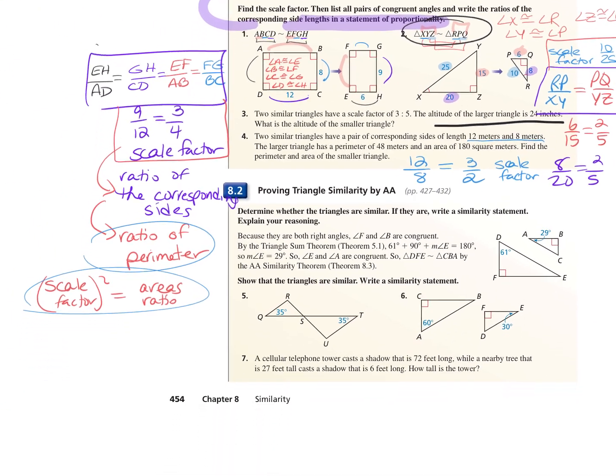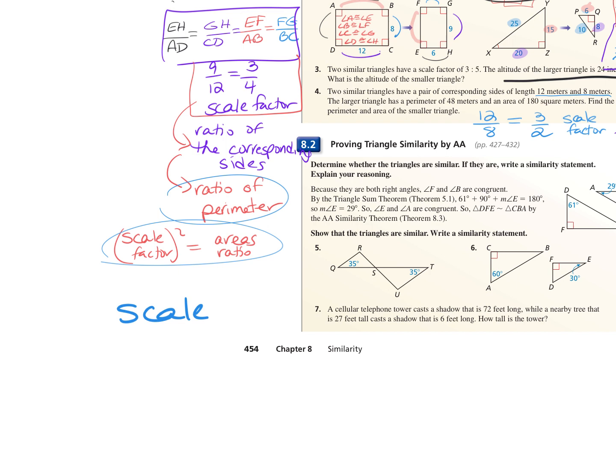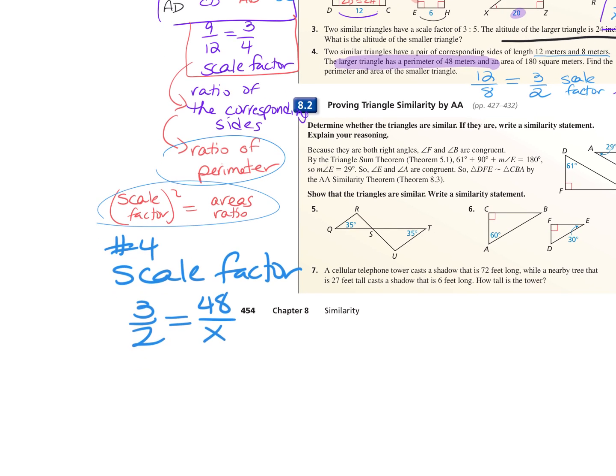So for number 4, I'm going to take this scale factor of 3 to 2, and I'm going to set it equal to, first, the perimeter of the larger triangle, which is 48 meters. So I need to put the 48 across from the larger number in my scale factor, and then my unknown smaller triangle perimeter is the variable in the denominator. Cross multiply.